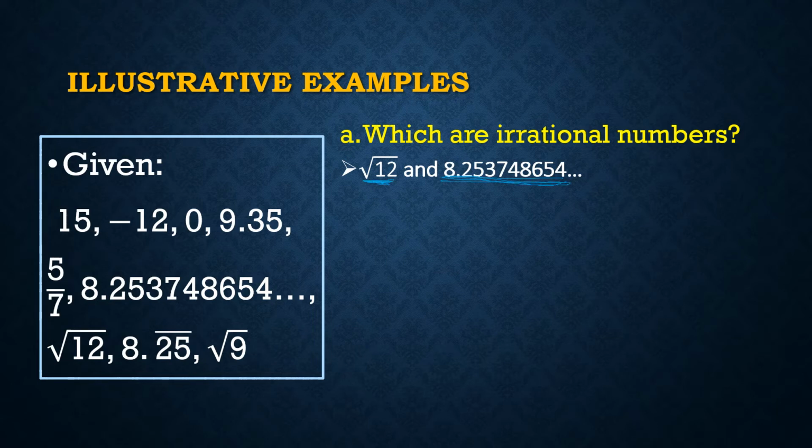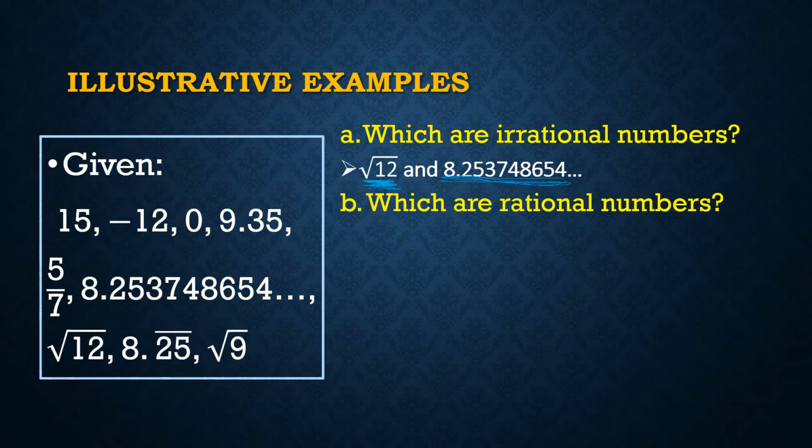Square root of 12 is also an irrational number because it is not a perfect square, and it cannot be expressed as the quotient of two integers. Letter B, which are rational numbers?